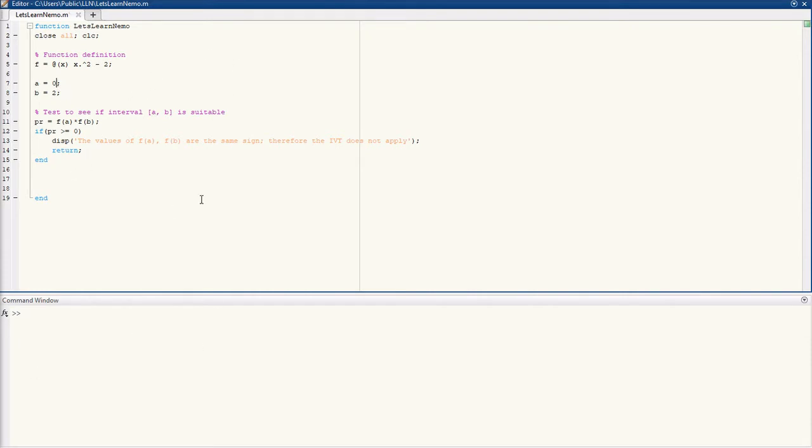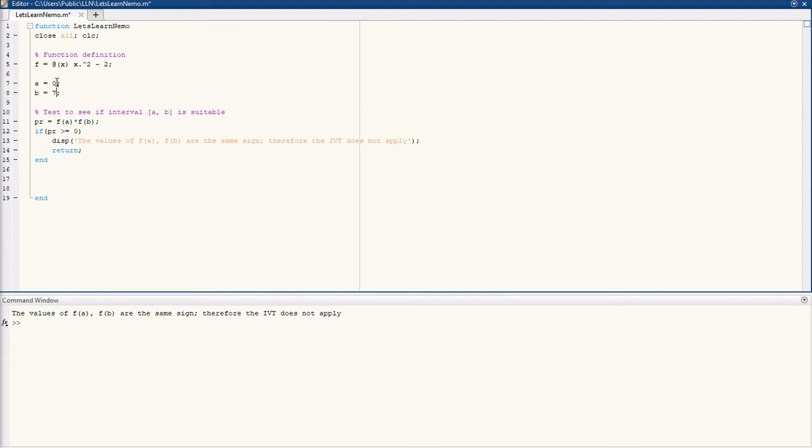All right, so if we choose, say, the interval 2 comma 7, let's do 3 comma 7. So we know 3 squared minus 2 is 7, and 7 squared minus 2 is going to be 47. So this should work. If we run that, we see the values of f of a and f of b are the same sign. Therefore, the intermediate value theorem does not apply.